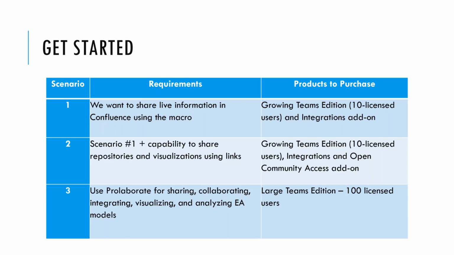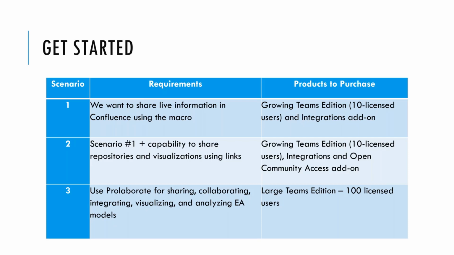Some people say, we just want to share live information. Prolaborate provides a lot of functionalities, and we'll think about it, but the immediate need is this: it's a huge headache copy pasting information. So you can get started with the Growing Teams edition, the smallest pack, with the integrations add-on. This just gives a high-level idea. You can definitely reach out to us to get a personalized demo or learn more.